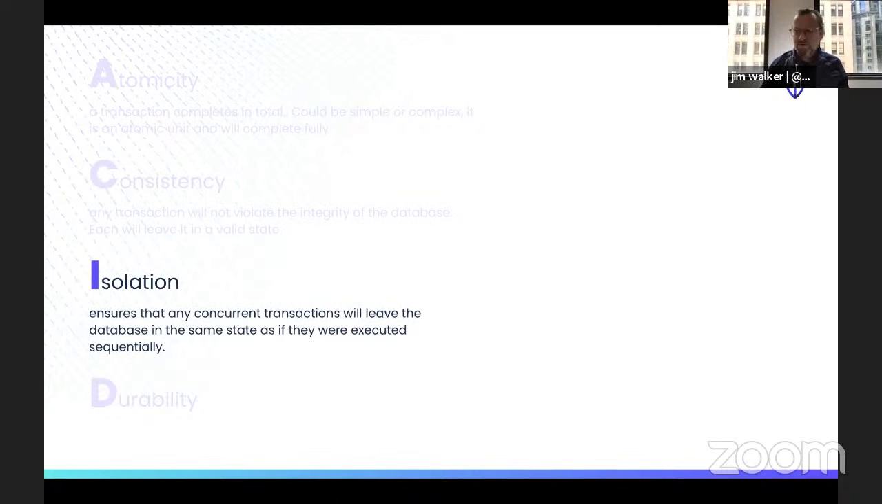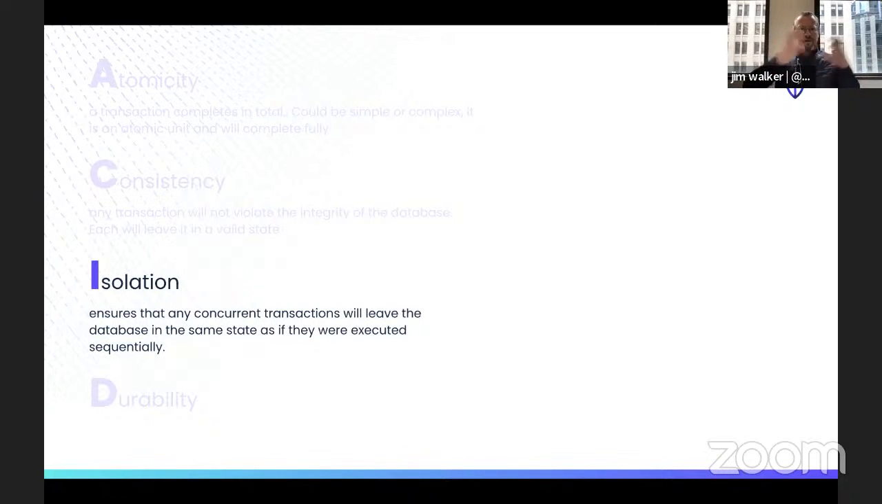Now, isolation is where we're going to spend a fair amount of time today. Isolation basically ensures that transactions will leave the database in the state as expected. If I execute a transaction to insert Walker into the customer table, that has to work. And if it comes back and I select that row and it comes back with Miller as the name, something went wrong, right?